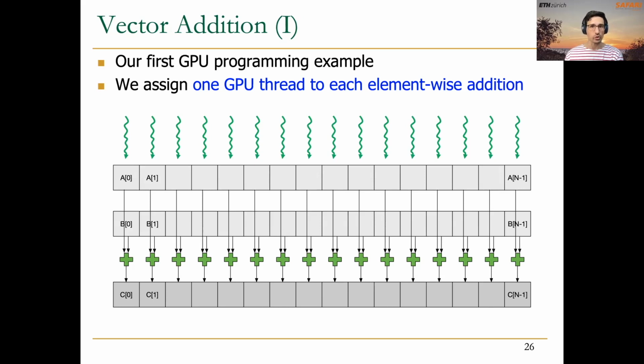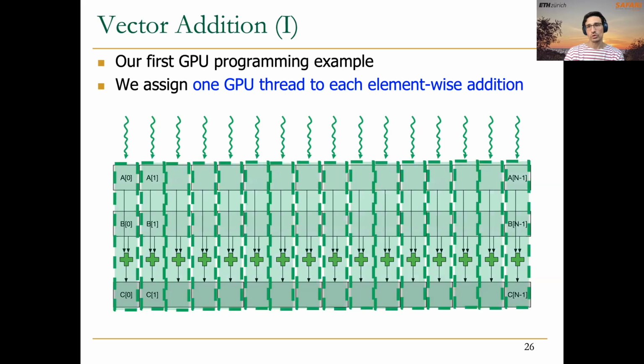In this most simple implementation that we can think of, what we do is assigning 1 GPU thread to each element-wise addition. So this thread here is going to be thread 0 and gets assigned this operation, thread 1, and so on.